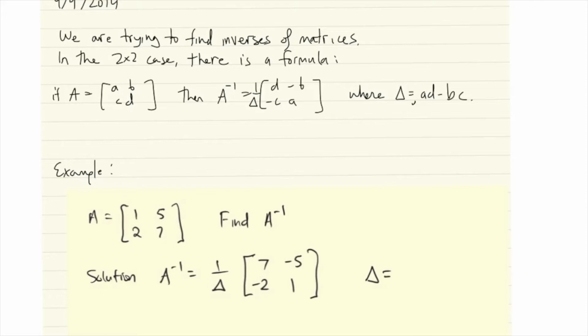Now to compute the determinant, you multiply the diagonal terms, the a and the d, which in this case are 1 and 7. So that's 1 times 7, and then subtract off the product of the off diagonal terms, the 2 and the 5. So this is 7 minus 10, or negative 3. And so this becomes 1 over negative 3 times the matrix that we have.